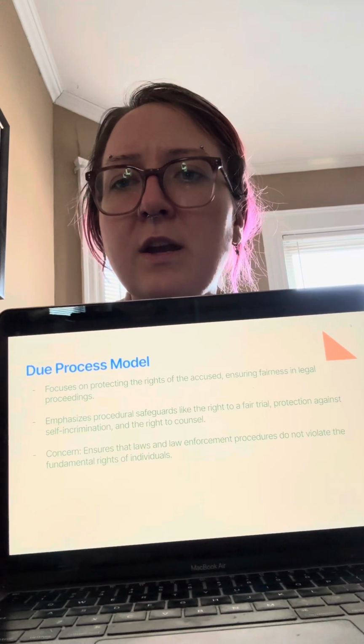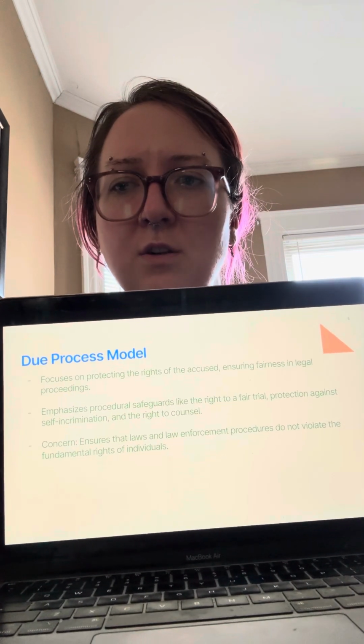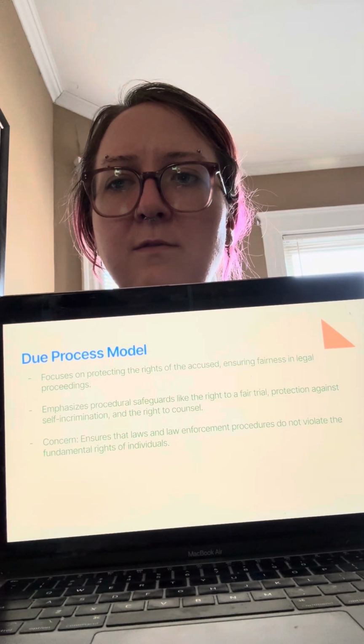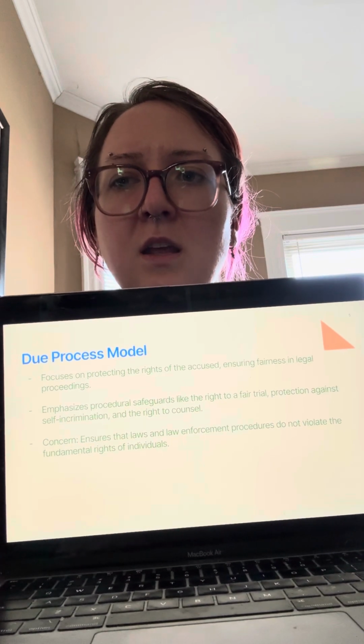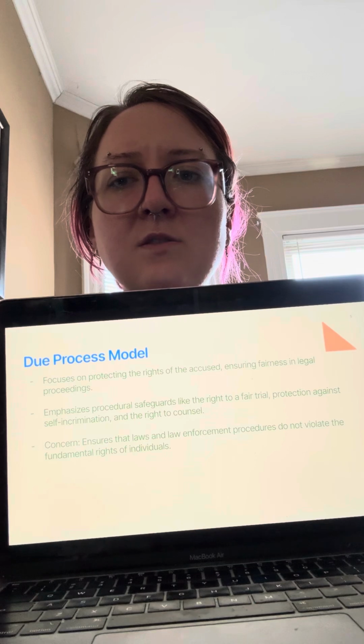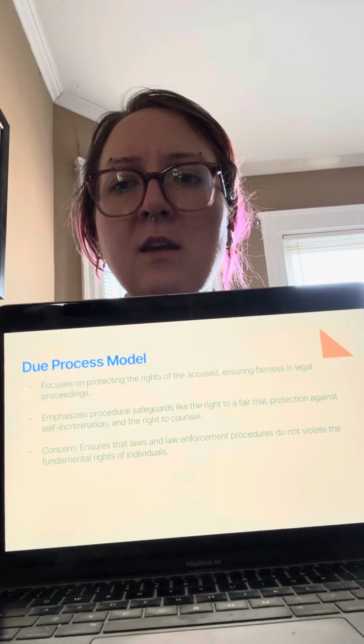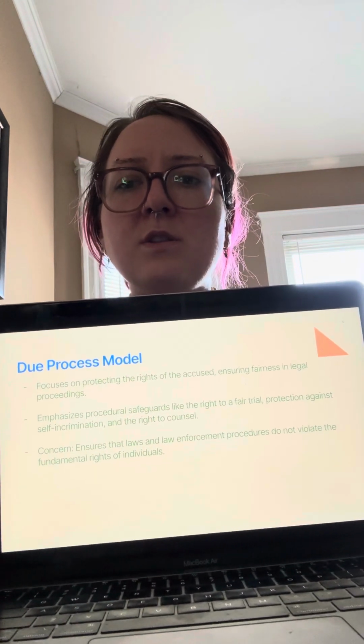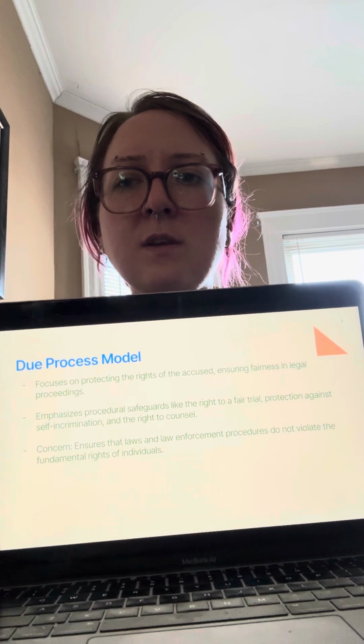The due process model prioritizes the individual's rights of those accused of crimes. It's concerned with ensuring fairness, legal representation, and protecting suspects from government abuse. This model emphasizes procedures like search and seizure laws, the right to remain silent, and the right to a fair trial. The goal is to prevent wrongful convictions, even if it means some guilty people might go free.